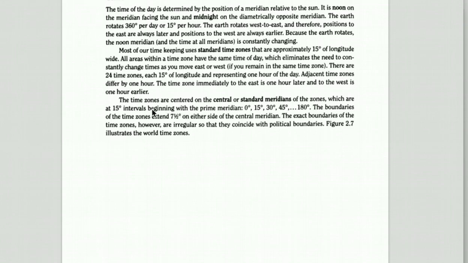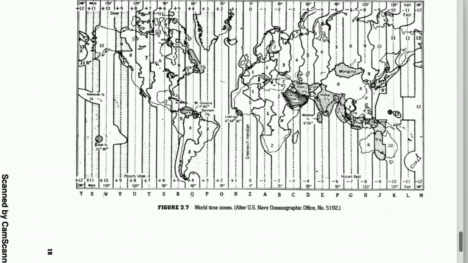Okay. Intervals again, the prime zone 0, 15, 30, 45. The boundaries of the time zones extend 7.5 degrees on either side of the central meridian, meaning each side over is 7.5. So this is 60, this is going to be 67.5 degrees west, right? That's going to be 97.5 degrees west. This right here is 7.5 degrees west. So it's broken down into where it's 15 degrees each one.